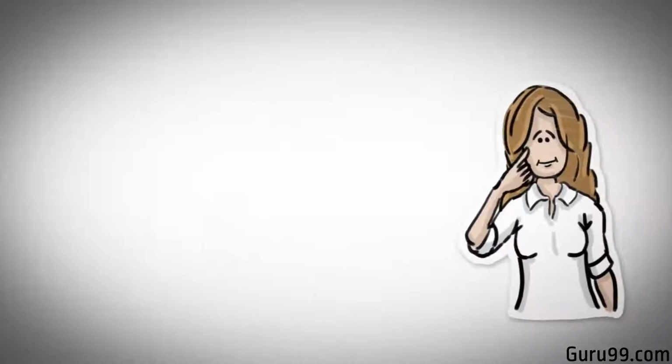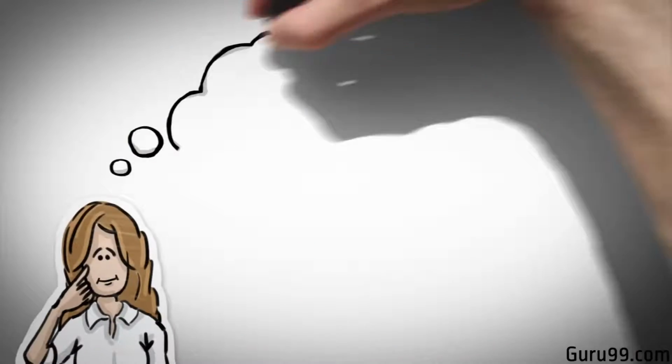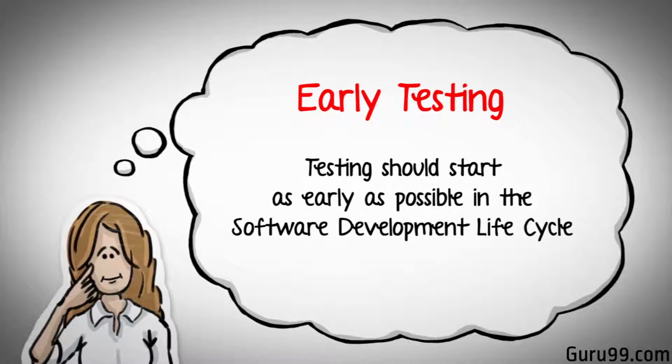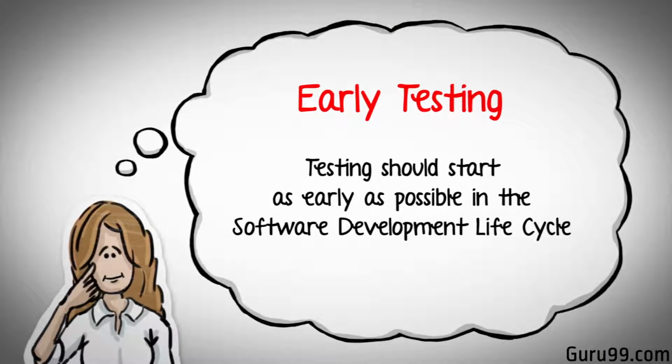To fix this problem, the next principle of testing, early testing, states that testing should start as early as possible in the software development lifecycle, so that any defects in the requirements or design phase are captured as well. We'll have more on this principle in a later tutorial.